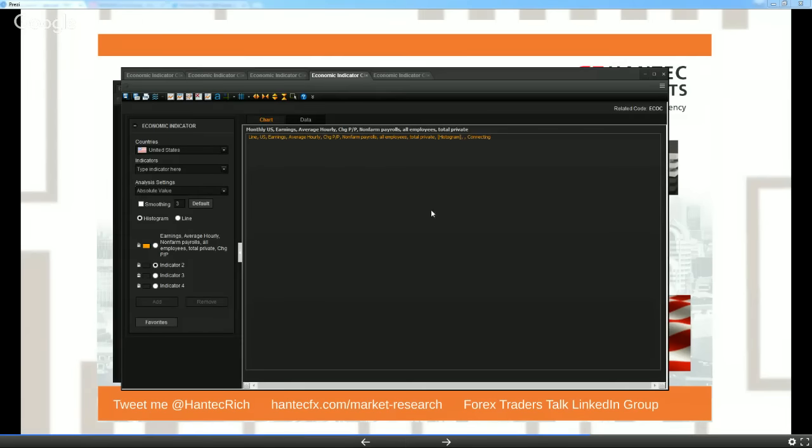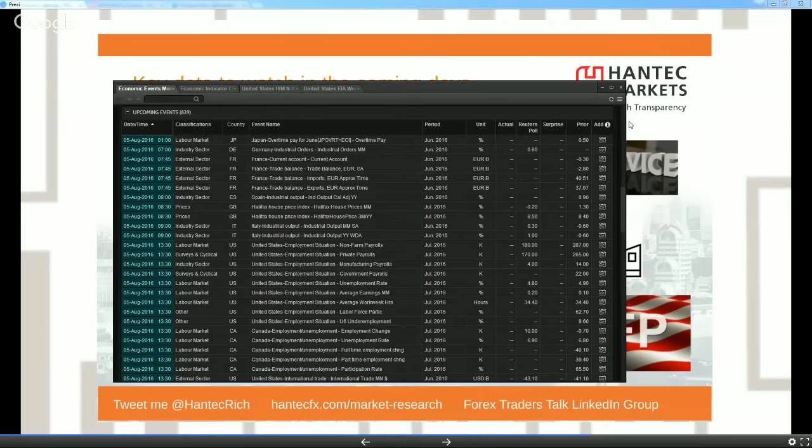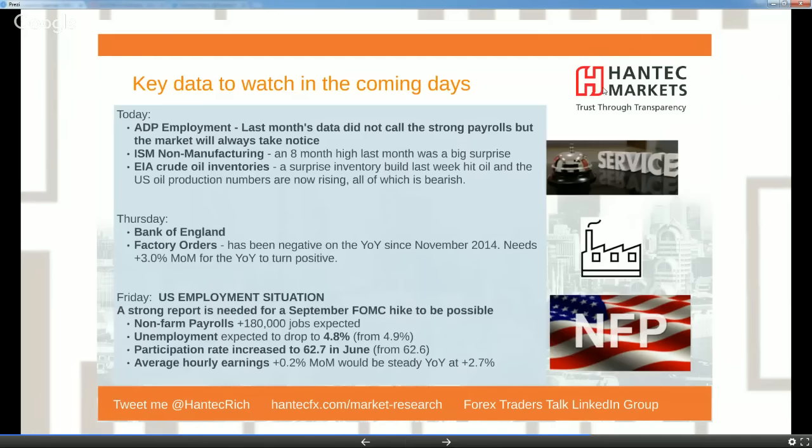And average hourly earnings, again, as per usual, is forecast to be 0.2% for the month. Now, that actually is in line with what the average hourly earnings year-on-year data would be, as in 2.7%. So it looks on the consensus forecast as though it's going to be a pretty middle of the road payrolls report. It doesn't look as though the market is expecting a massive blowout. But it'll be interesting to see how this all pans out.